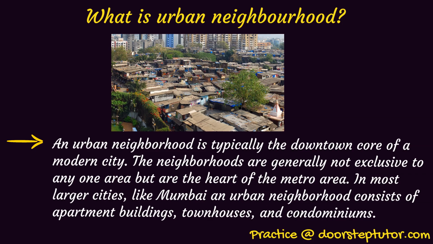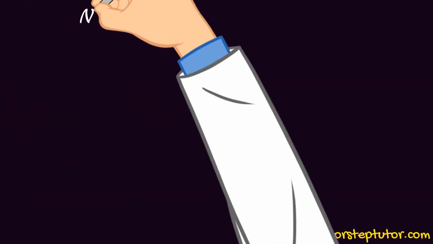or urban agglomeration. In such cities or towns, such neighborhoods are composed of big buildings, townhouses, and condominiums. Mumbai is an example, along with others like Bangalore, Kolkata, and Delhi, where the urban neighborhood is very prominent.